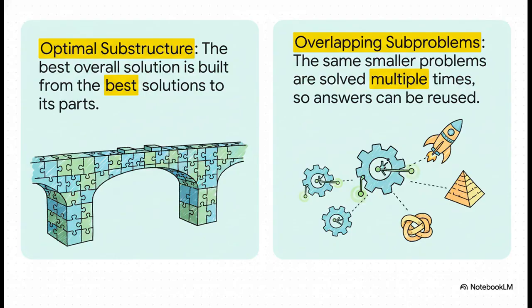So, for the grandmaster strategy to work, it really relies on two key things. First, the problem needs to have what we call optimal substructure. It's a fancy term, but all it means is that the best solution to the big problem is built from the best solutions to its smaller parts. And second, it needs overlapping subproblems. This means you keep running into the same little problems over and over so you can solve them once, save the answer, and reuse it. That saves a massive amount of time.